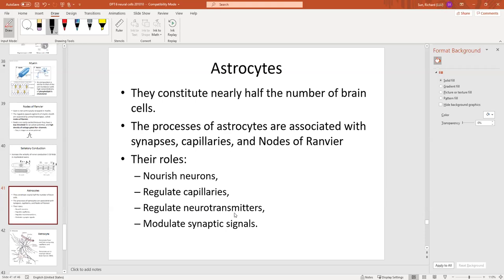It also regulates neurotransmitters. Interesting, right? Glutamate, the major excitatory neurotransmitter in the brain, is regulated by astrocytes. By doing so, it modulates the synaptic signal.